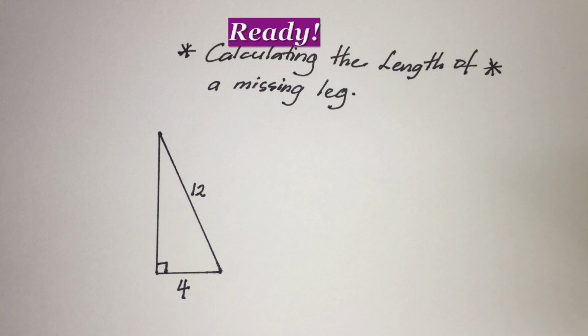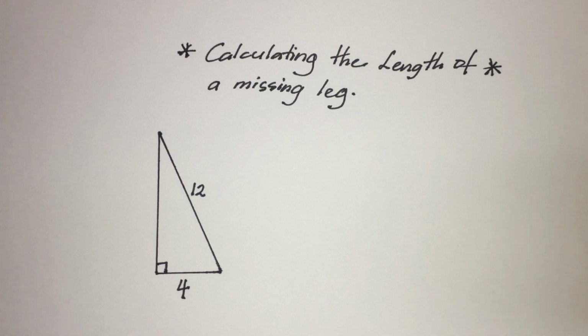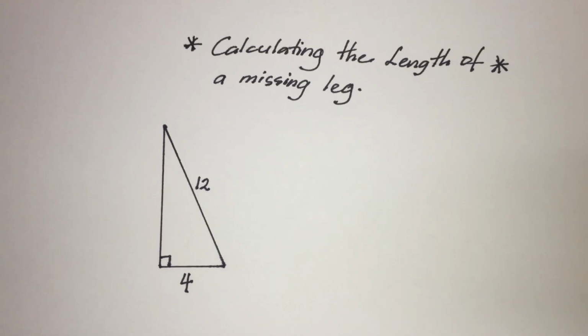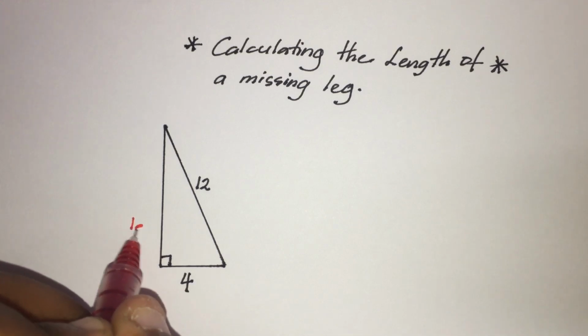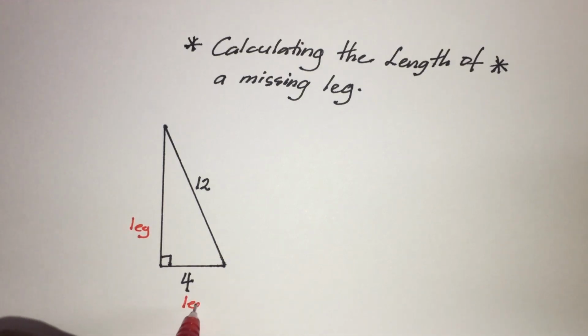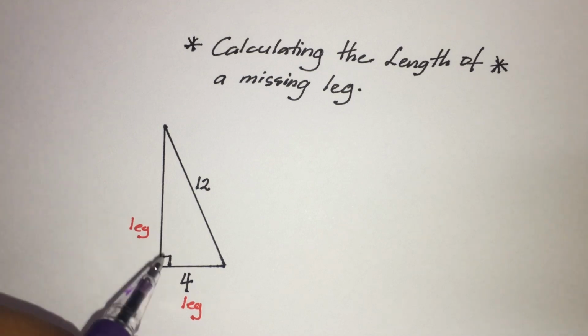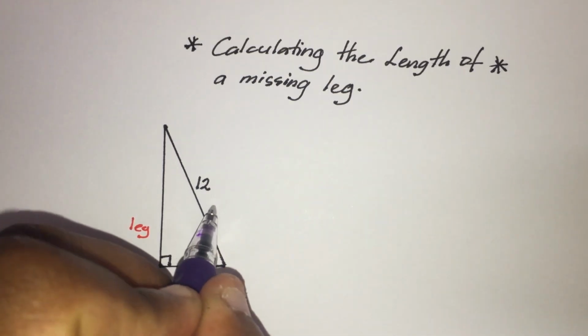Now we're going to calculate the length of a missing leg. So remember I told you, first thing you want to do when you get a diagram like this is to label the sides of the triangle. So here we'll have the 90 degree angle. I'll know that the legs form that 90-degree angle. Good. So that means this 12 should be the hypotenuse.